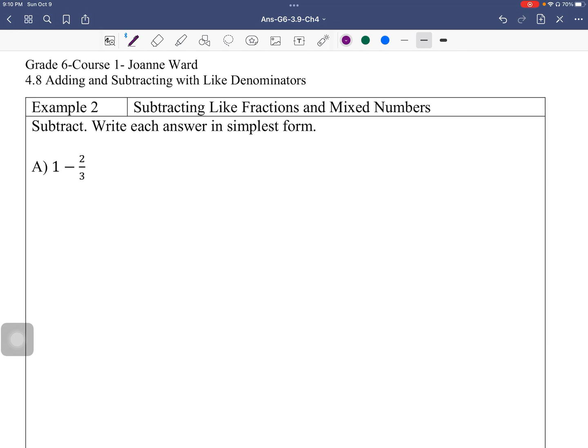Example 2: we want to subtract like fractions and mixed numbers. Now how do we do this? The reason to do this is we change it into fractions. So 1 is 3/3, because 3 times 1 is 3, minus 2/3. So this is 1/3.